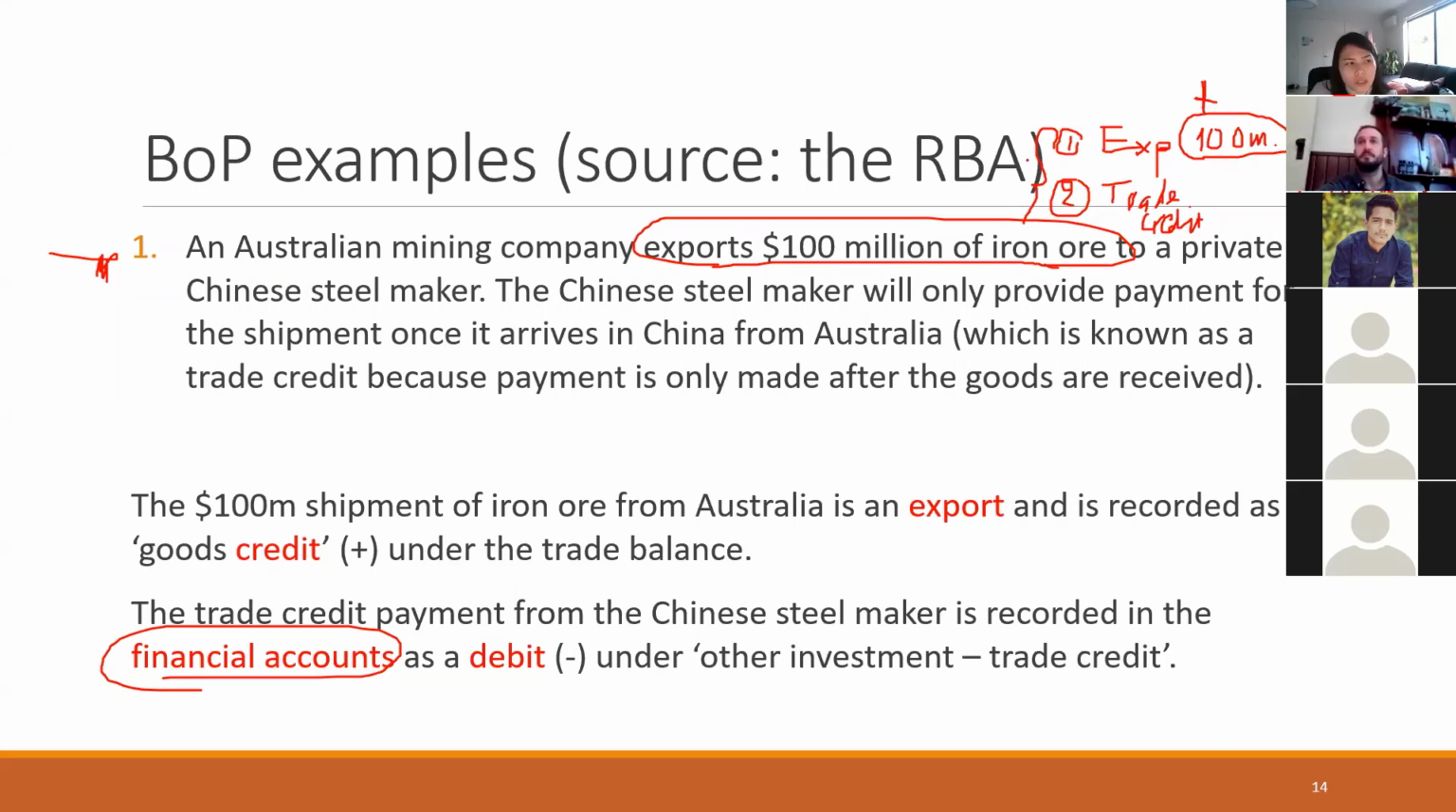With double entry bookkeeping, you're going to have two different entries for one transaction, one debit and one credit. Normally with an export, it's a cash inflow, so you would have a credit in your current account.